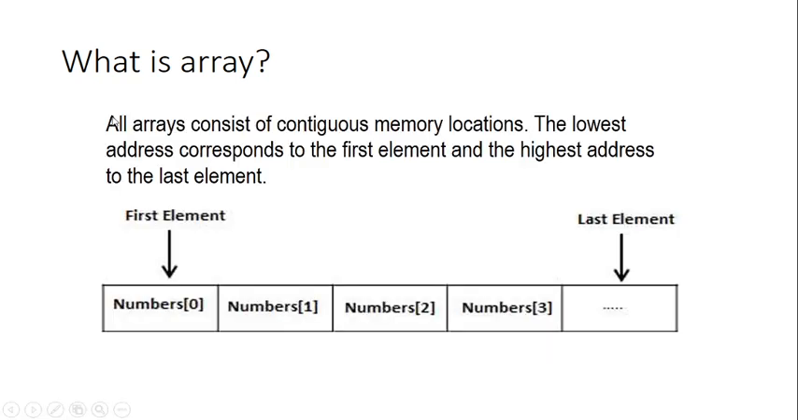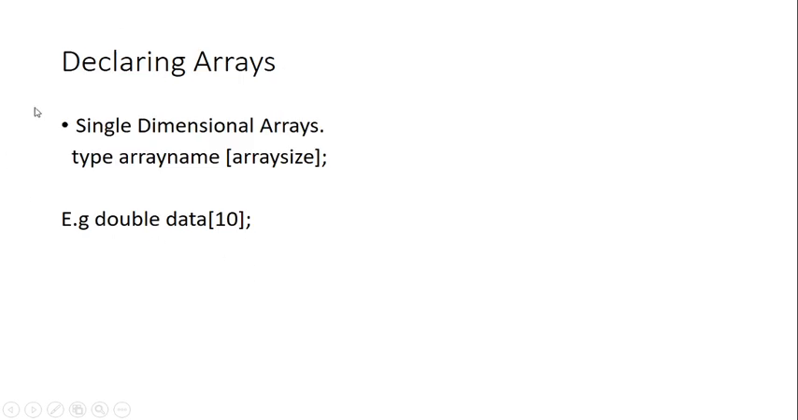As you see, here is the type of array. This is the first element and this is the last element. This is the memory allocation or address allocation to each and every element of the array. So this way it gets saved. Now if you want to declare any array, you have to follow this format. First of all, you give the data type of the array, then the array name and the size of the array. Here I have used the double data type, given the name as data, and given the size, that is 10.